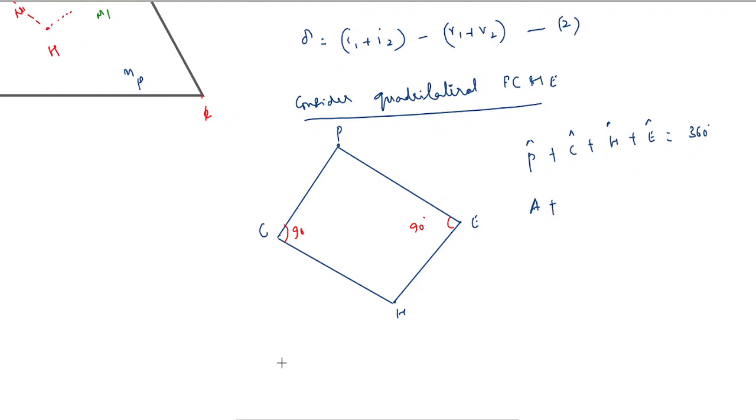Therefore, the angle at C would be 90 degrees, plus at H it is unknown, plus the angle at E would be 90 degrees. The whole thing is equal to 360 degrees. From here this would be 180. You take this side, it becomes minus 180 degrees. Therefore, we get A plus H is equal to 180 degrees.